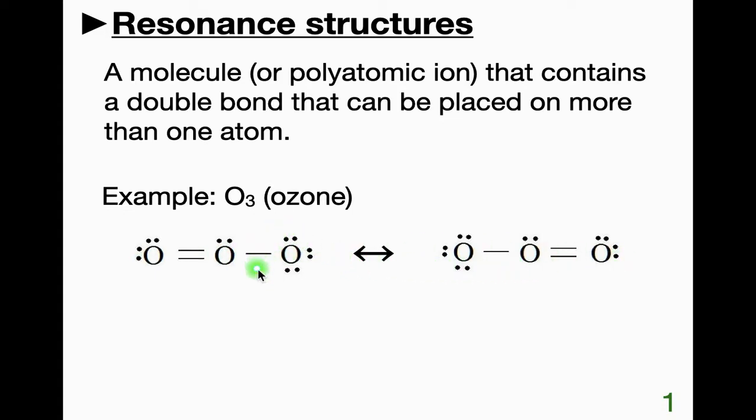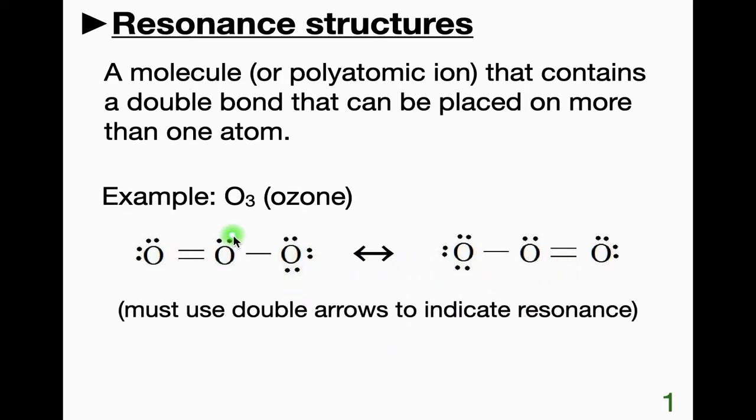If you were to measure the bond strength, you would find that the strength is halfway between a double bond and a single bond. And actually, in our next unit, we'll talk about what's called bond enthalpy, the amount of energy necessary to break a covalent bond. And for ozone, it would be halfway between a double bond and a single bond because we have resonance.